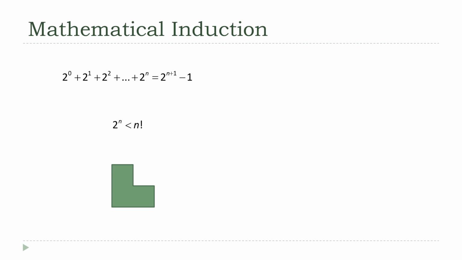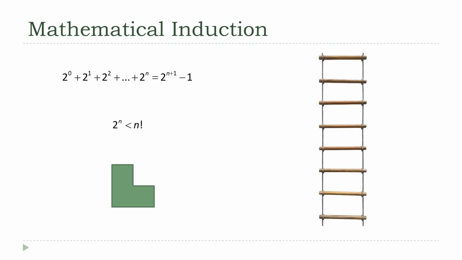All right, this method, as we'll see, is based on the idea that if you can make it to the first rung of a ladder, and you can show that reaching one rung of a ladder, call it rung n, always implies that you can reach the next rung, call it rung n plus 1, then implicitly you can get to every rung.